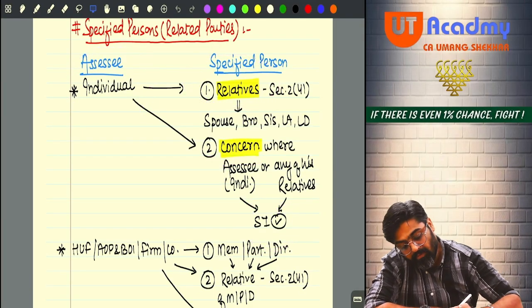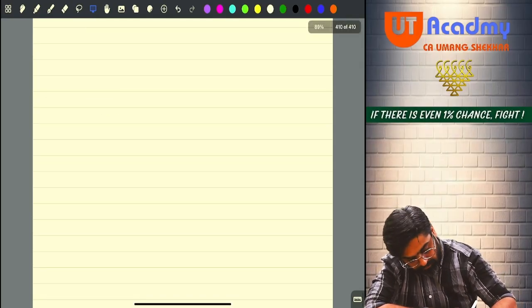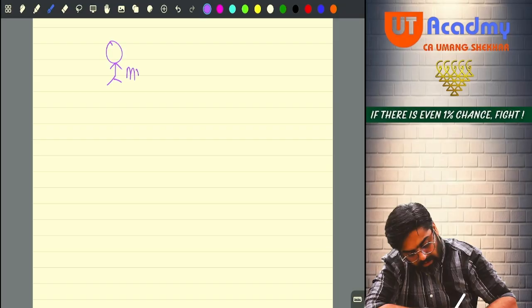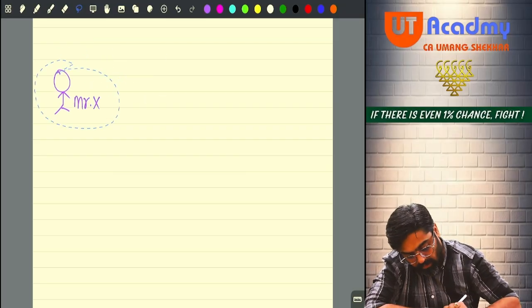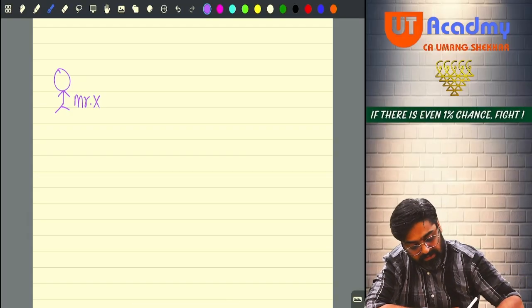So see, if I talk about this individual, the assessee. This is the assessee. He is an individual. Let's say he is Mr. X. So for Mr. X, who is a related party? Who is a specified person for Mr. X? His relatives.